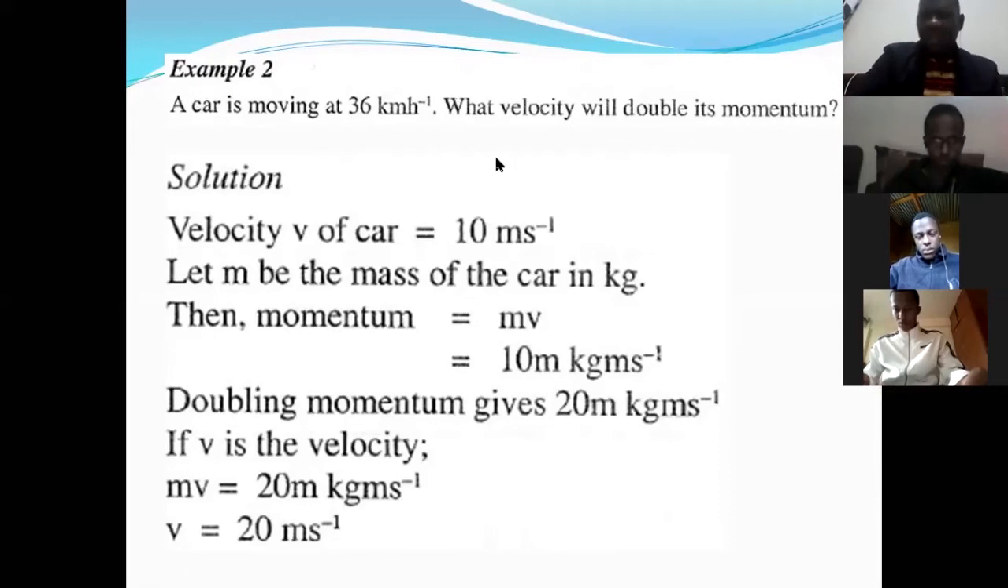If velocity is the same and you are doubling momentum, and the velocity remains the same, then you double the mass. Just remember that momentum is mass multiplied by velocity. So if they say momentum is halved when velocity remains the same, then you take the mass divided by 2. That's also acceptable. This is how to go about that question.